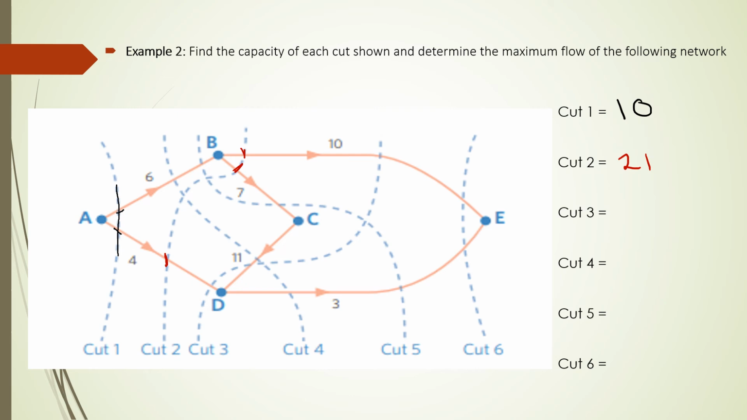So at the moment, from my cuts, my max flow is 10 because that's my minimum cut that I've made. So minimum cut, smallest valued cut, is your maximum flow. So how much can get through it at once.